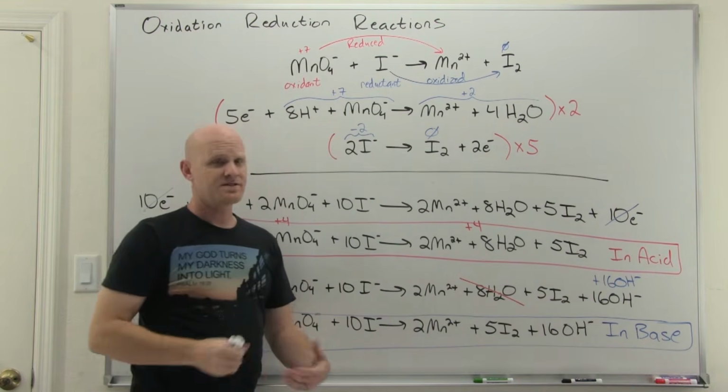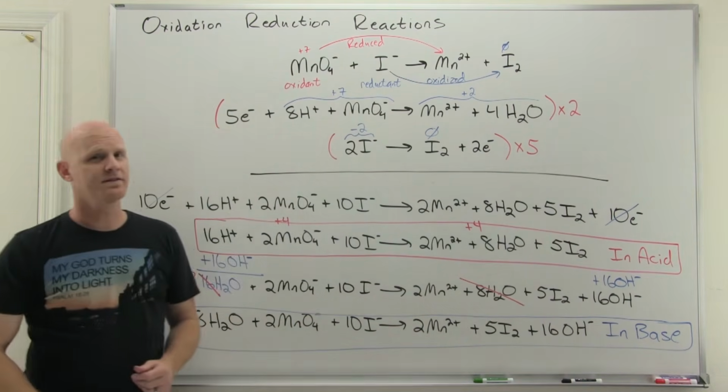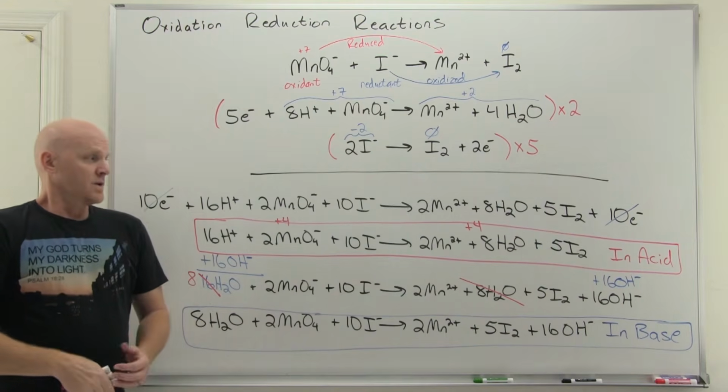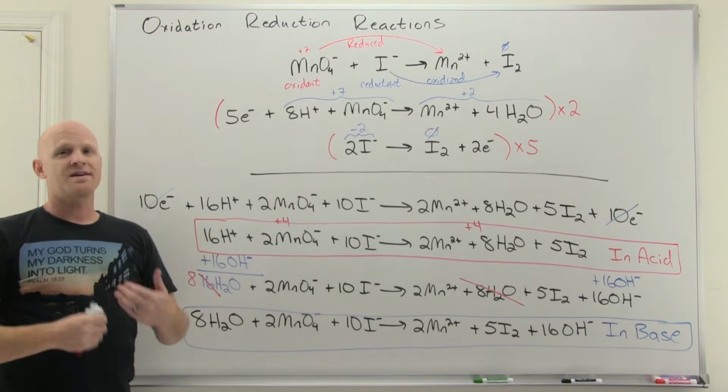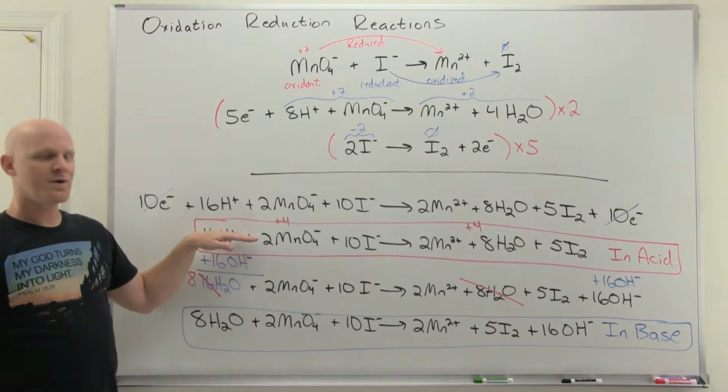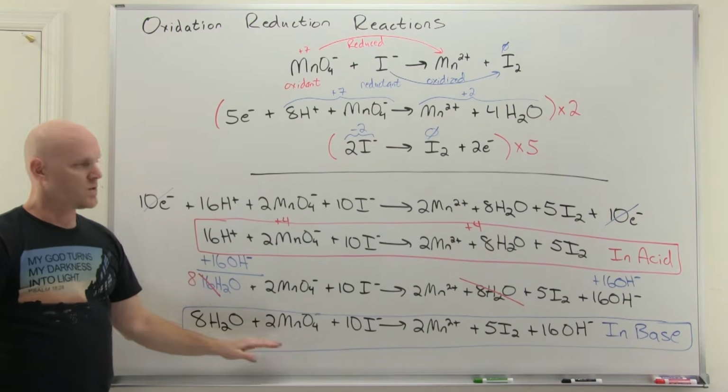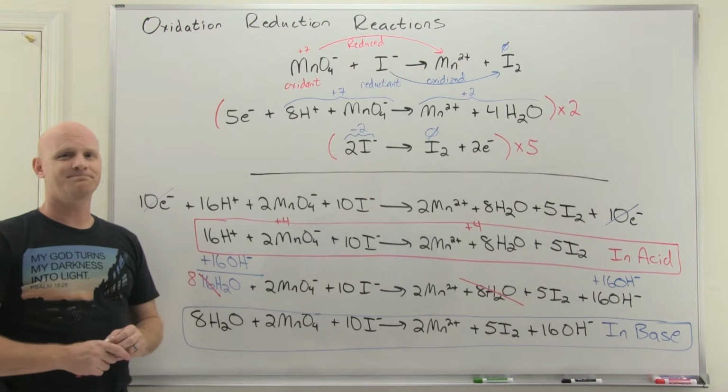Cool, and the evidence that we've balanced it in base is that there's hydroxide present in the balanced reaction. Cool, so two possible answers to this question. If you're asked to balance in an acid, go with the one circled in red here. If you're asked to balance it in base, go with the one circled in blue instead.